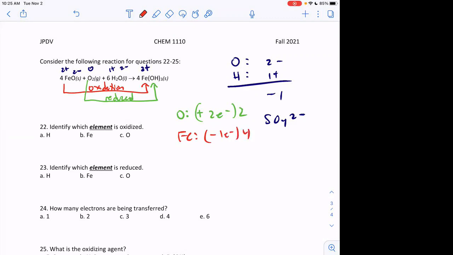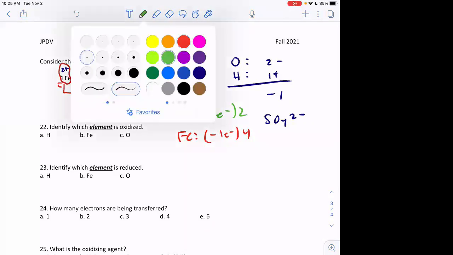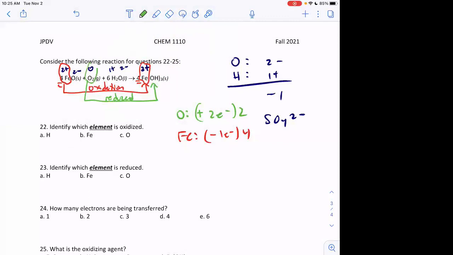Everybody see that? Iron's gone from +2 over here. This 2 here means iron. And it's +3 over here. And there's 4 of them. And oxygen's gone from 0 right here, because it's elemental oxygen, to a compound where it's always -2 for our purposes, except for a few exceptions we're not going to worry about.